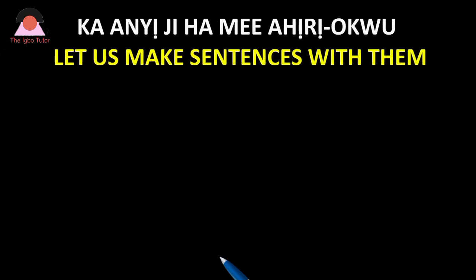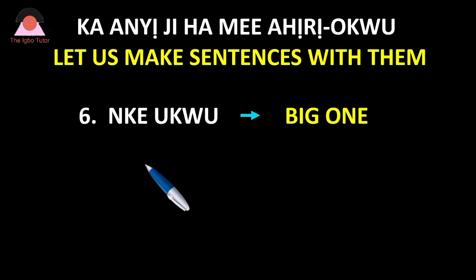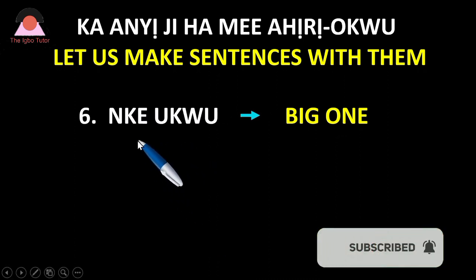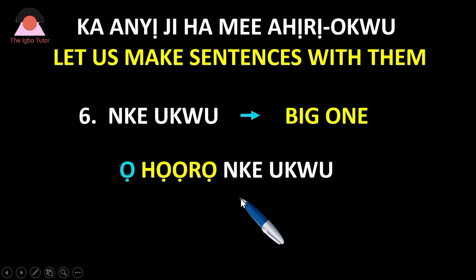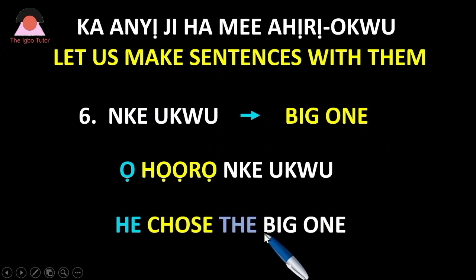We go to the next one, which is number 6. And the phrase is nke ukwu. Nke ukwu, meaning big one. We'll do our sentence now. Ọ chọrọ nke ukwu. Oh, sorry. This is not chọrọ. Sorry about that. Ọ họrọ nke ukwu. Let's see the meaning of this. He chose the big one. The here, which is an article, may be omitted. You can say he chose big one, and it will still make the same meaning. Okay?